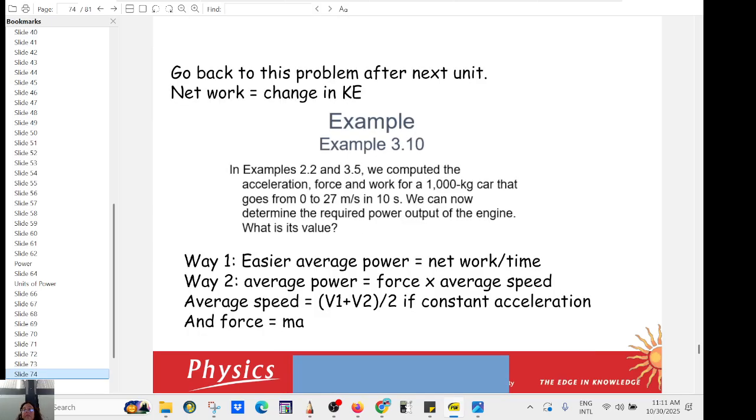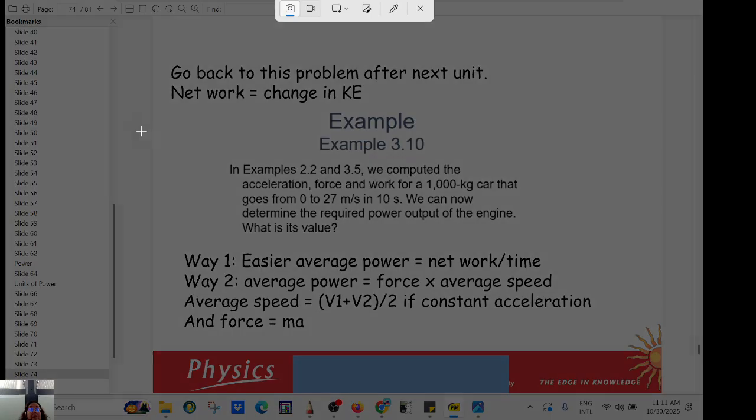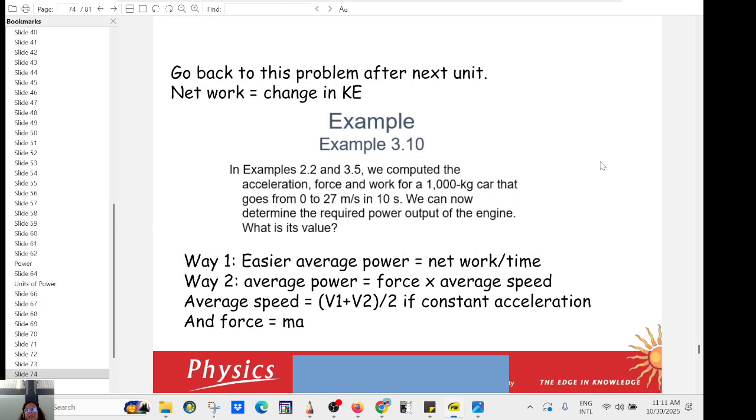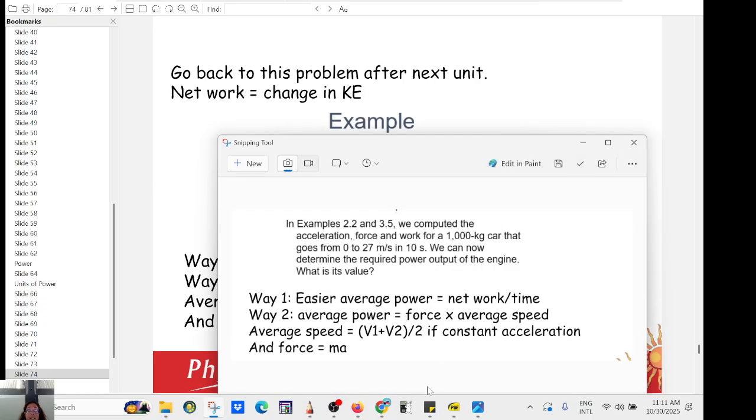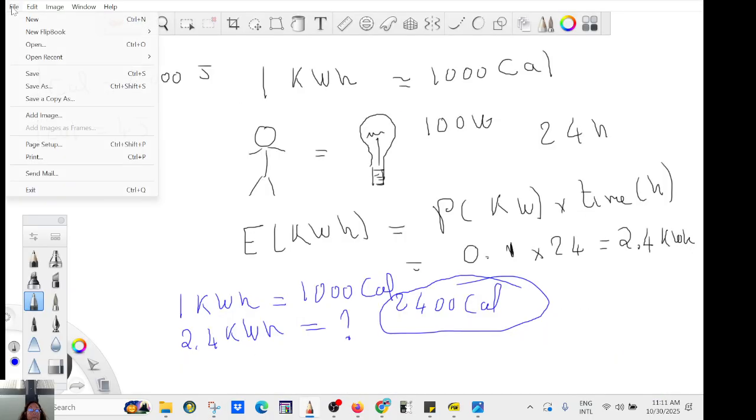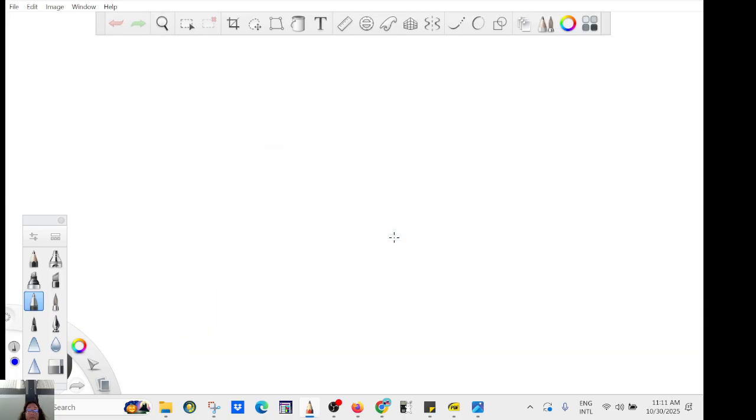Okay, so let's take an easy example. Let's use two ways to do it. First way, we're going to say average power is the change in kinetic energy over the change in time. Second definition, we're going to say that the average power is the force times the average speed. Okay, we can use two definitions for power. It's going to be much easier for the rest of the semester, I think.